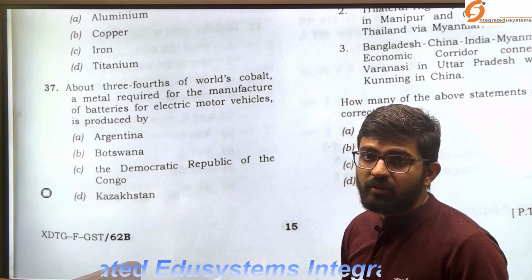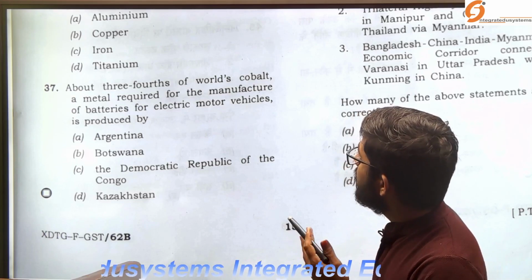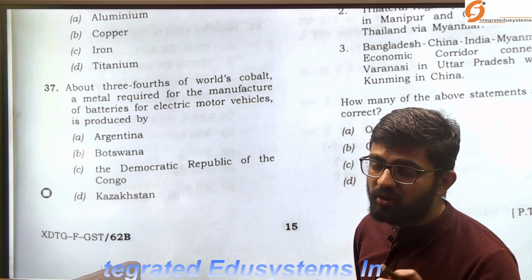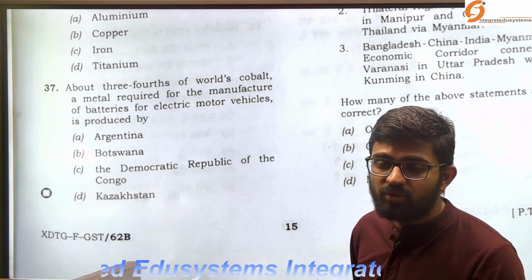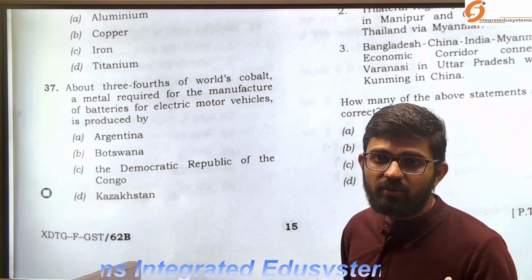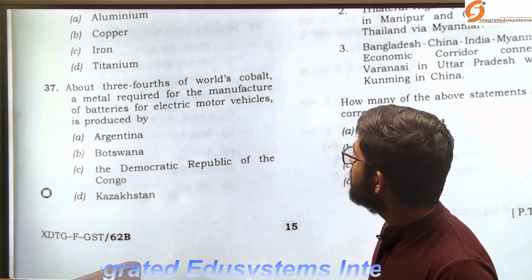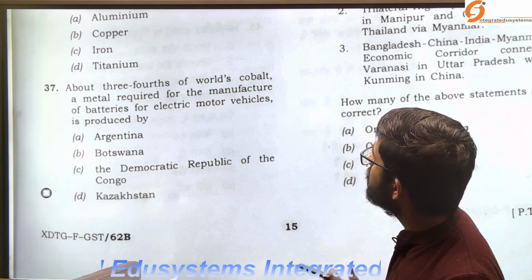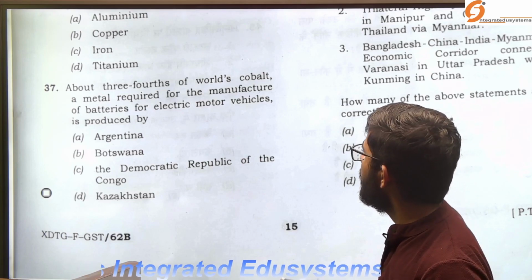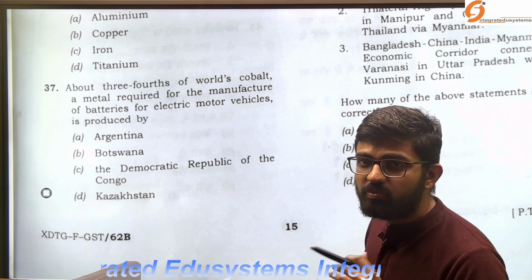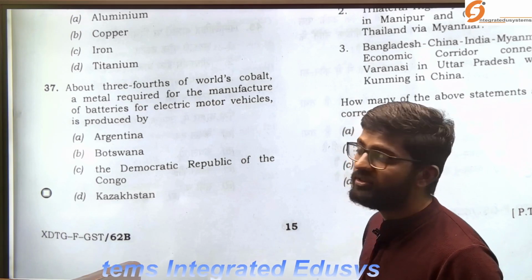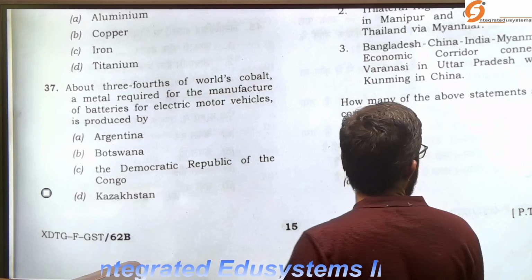And in this time of electronic vehicles, we understand why cobalt is the most important. We also read in the newspaper that China has gained many reserves; it has bought many reserves. The question is, about three-fourths of the world's cobalt, a metal required for manufacturing batteries for electric motor vehicles, is produced by which country. So it was one of the backward linkages from the newspaper. The answer is only and only C, that is Democratic Republic of Congo.